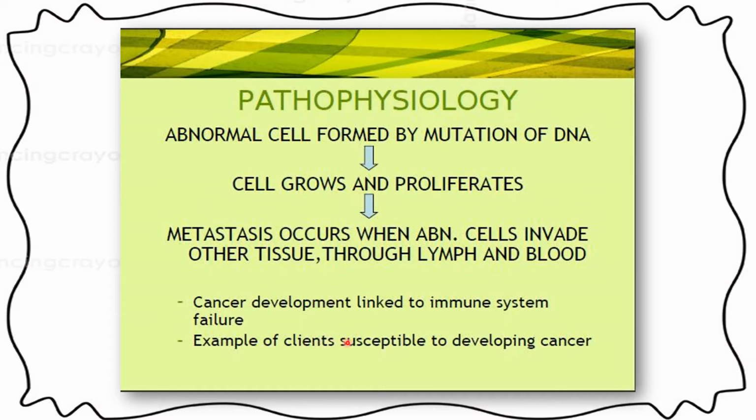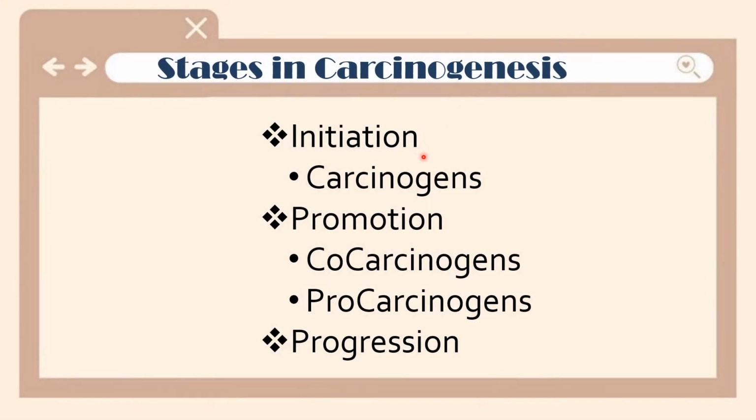So the cancer development is linked to immune system failure. Example of clients susceptible to developing cancer. To discuss further the pathophysiology of cancer. Again, cancer is a disease that is characterized by DNA damage that causes abnormal cell growth and development.